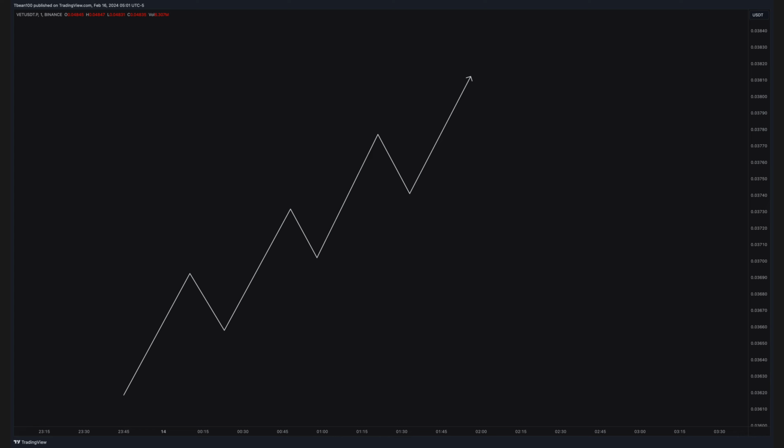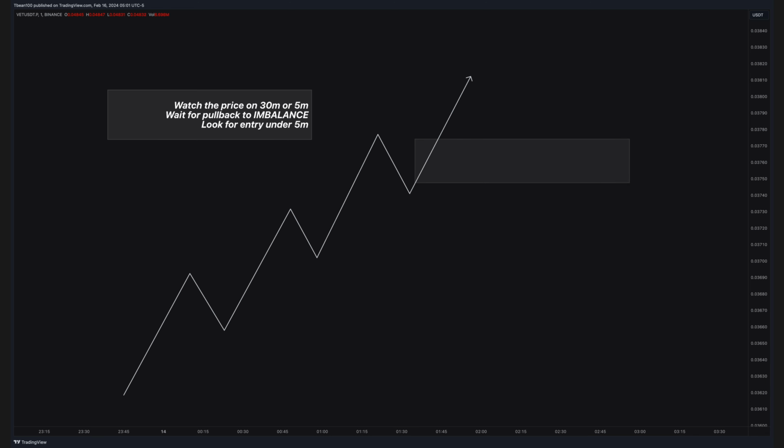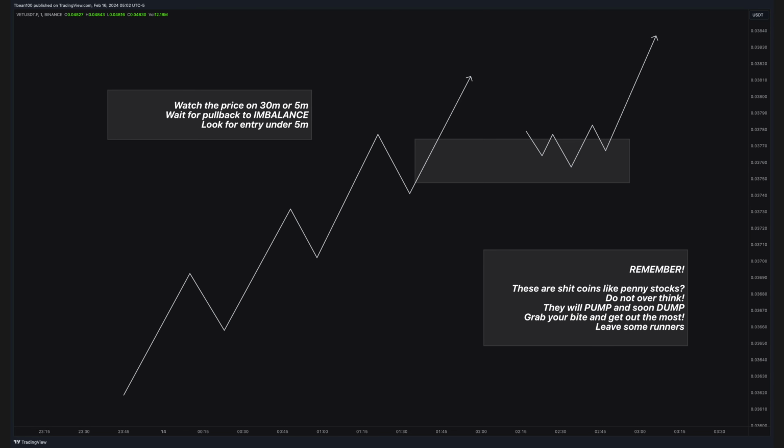These are pumping coins. Trading these coins is all about momentum and trends. To trade these coins, watch the charts with a 30 minutes or 5 minutes time frame and identify the imbalance areas. Once the price pulls back to an imbalance, that is the time to watch for an entry under 5 minutes. You can use our One Strategy for Life, very effective.